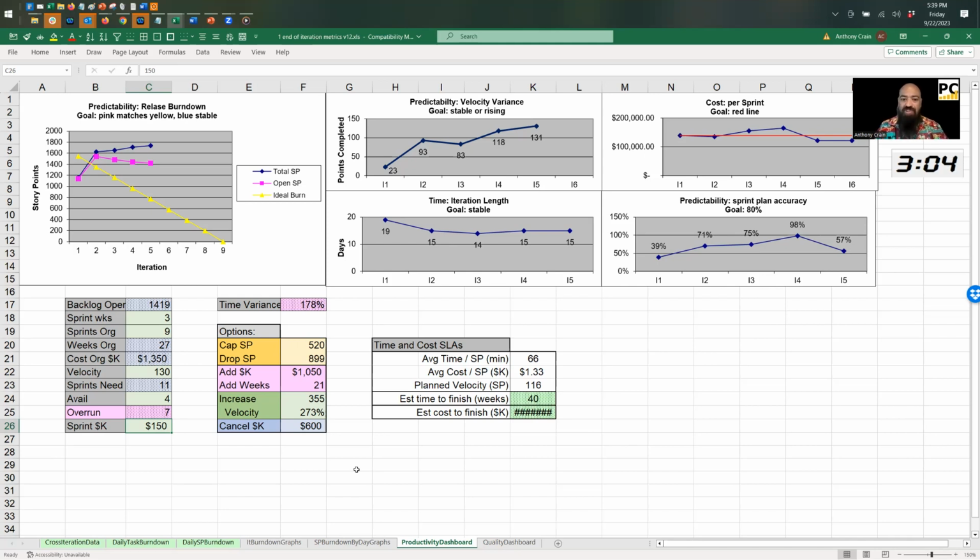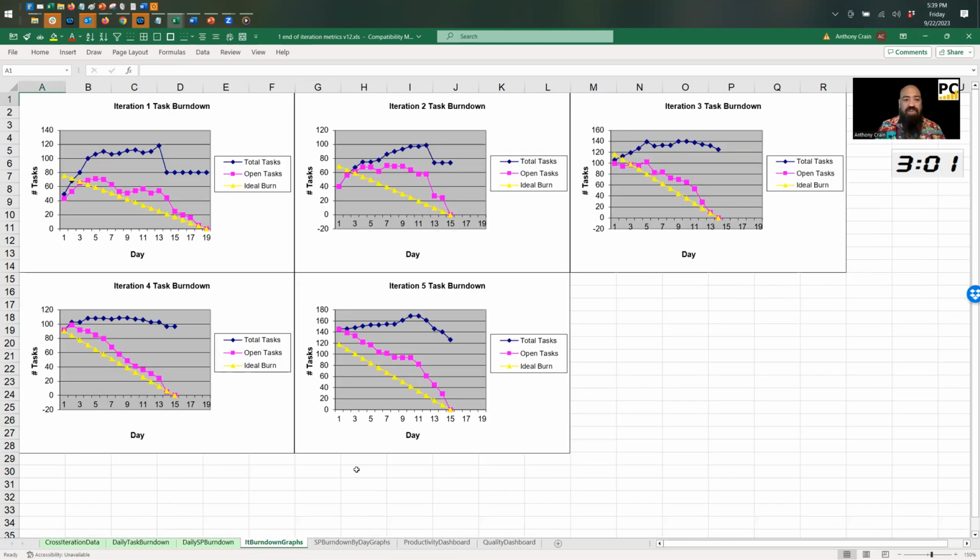So that was the first thing I want to show you guys, how powerful these things can be for discussing scope. The second thing I want to show you is Burndown. A lot of people don't know how to use Burndown charts effectively. This is an actual Burndown from a real team, the team that had the metrics on that productivity dashboard.